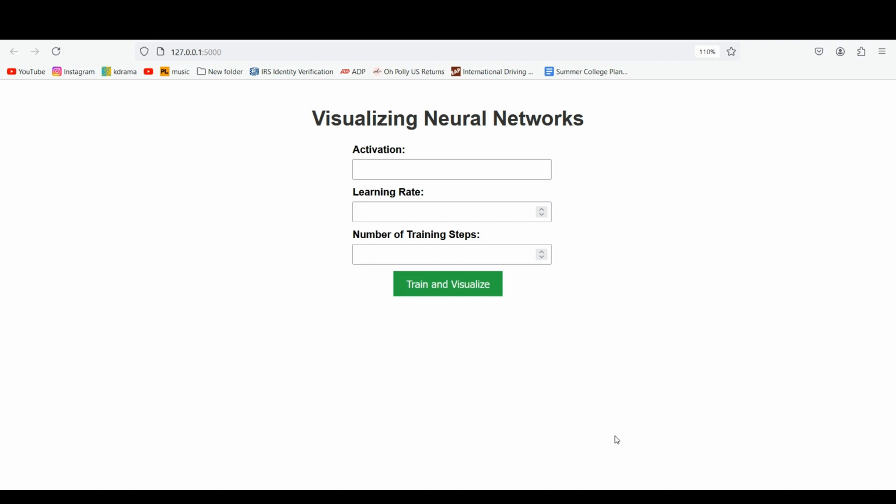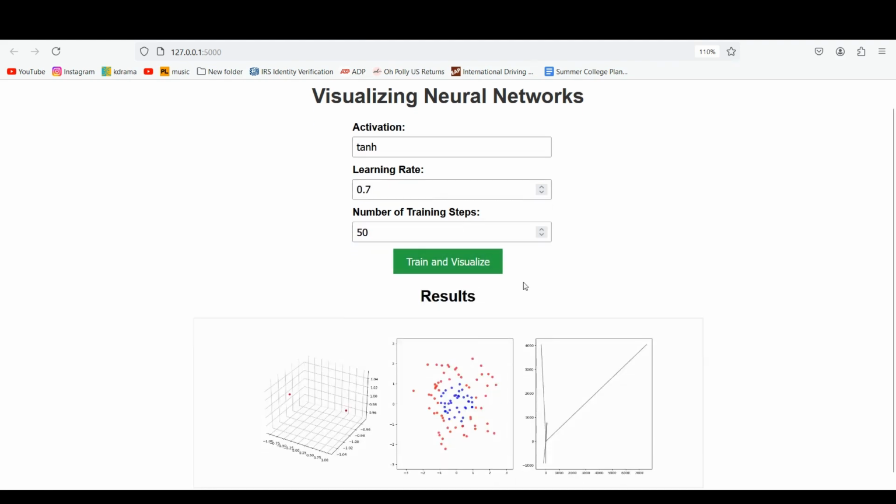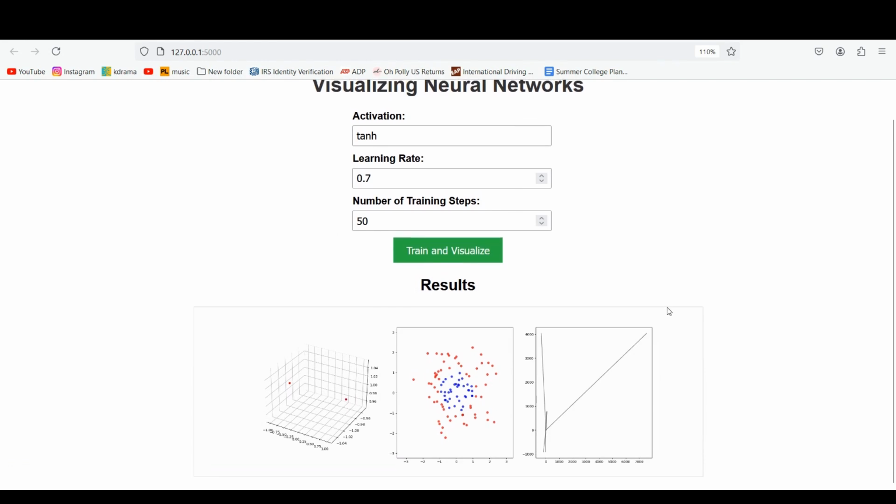In this first example, we're using the tanh activation function with 0.7 learning rate and 50 training steps. Let's try and visualize. So tanh outputs values between -1 and 1, which allows it to handle nonlinear relationships effectively while maintaining balanced gradients.